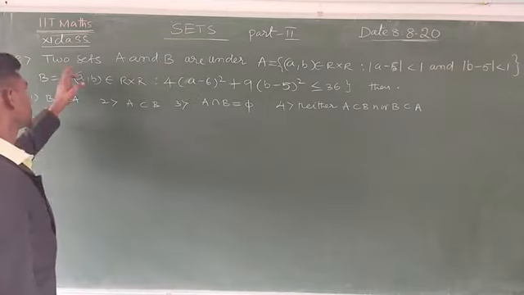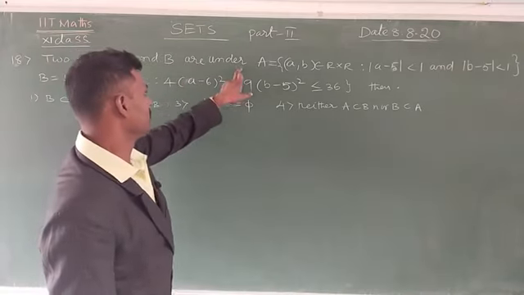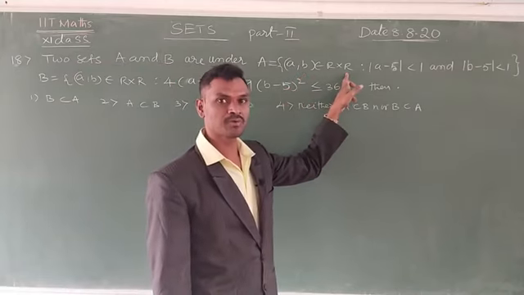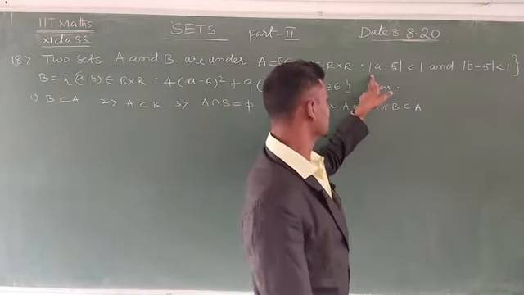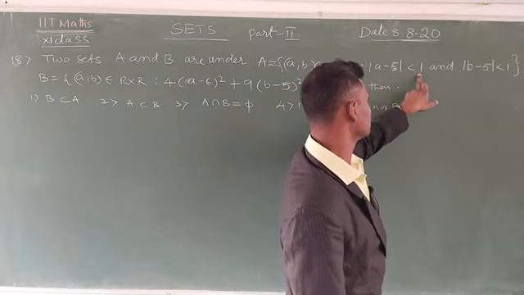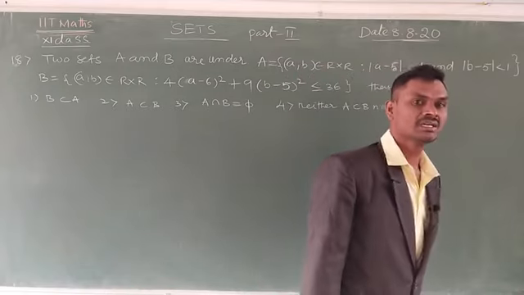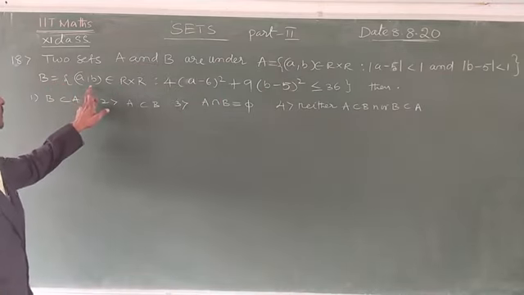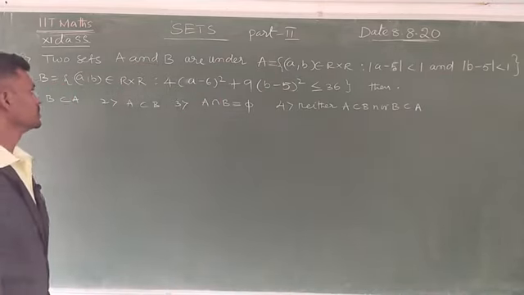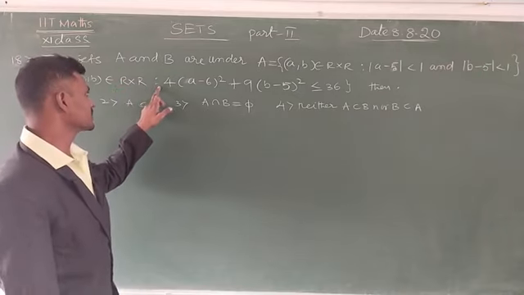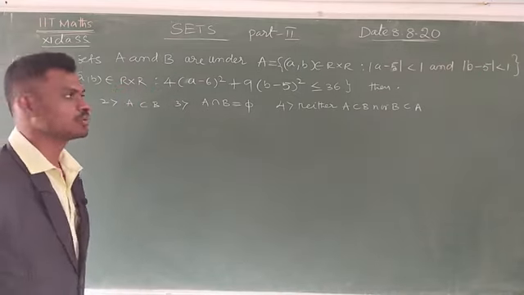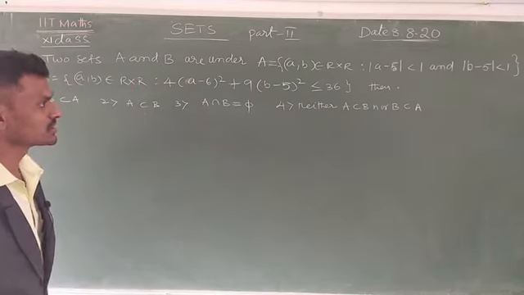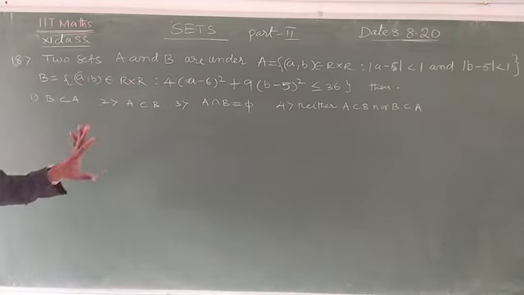Listen, two sets A and B are given. A is equal to the set of ordered pairs (a, b) belonging to the Cartesian product of R and R such that modulus of a minus 6 is less than 1 and modulus of b minus 5 is less than 1. And B is equal to the set of ordered pairs (a, b) belonging to the Cartesian product of R and R such that 4 into (a minus 6) whole square plus 9 into (b minus 5) whole square is less than or equal to 36. Then which option is correct we have to check here.